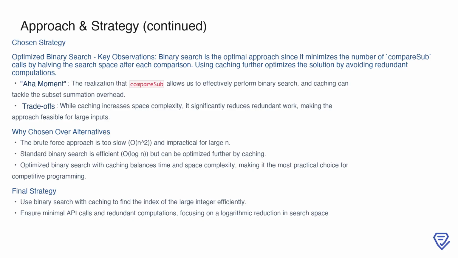Brute force is ruled out due to its inefficiency, and while standard binary search is a solid improvement, caching further enhances performance. By combining binary search with caching, we minimize API calls and ensure efficient handling of even the largest inputs, making it the most practical strategy for this problem.